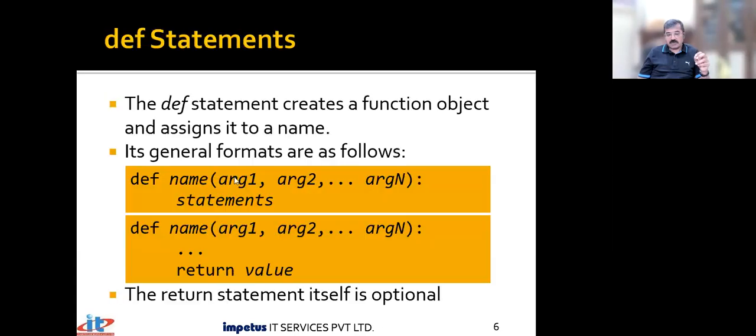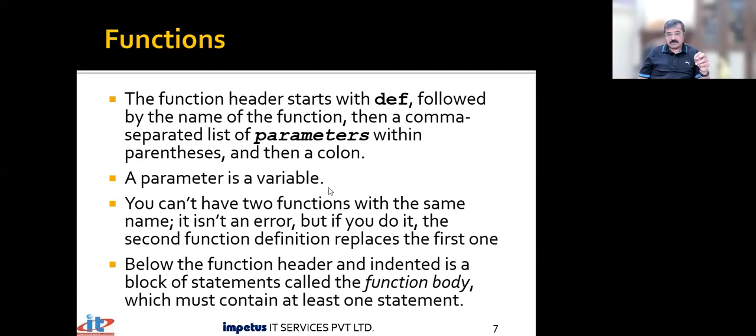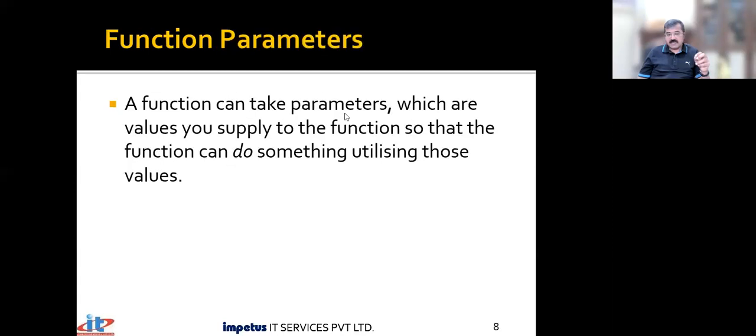Now let's talk more about these parameters that we are passing. A function can take parameters, which are values you supply to the function so that the function can do something utilizing those values. Say, I want to find out square root. So what do you do? You don't just say math.sqrt, you pass a data, something to it, whose square root is to be found. Correct? So let's have a look at it. How do we do it?